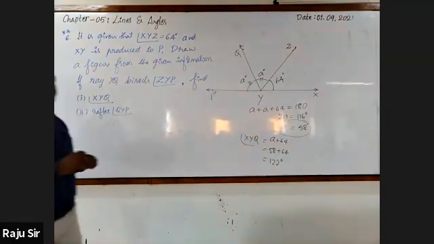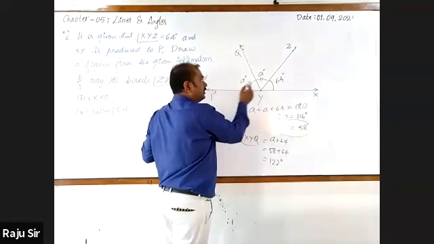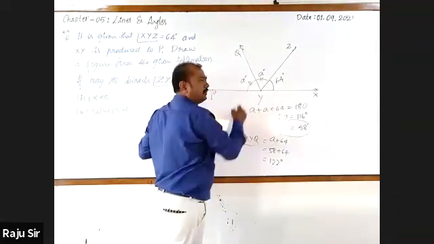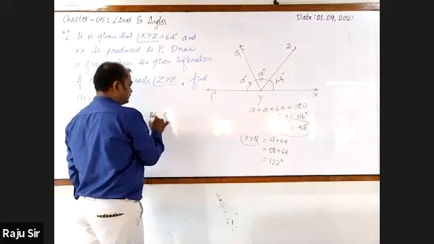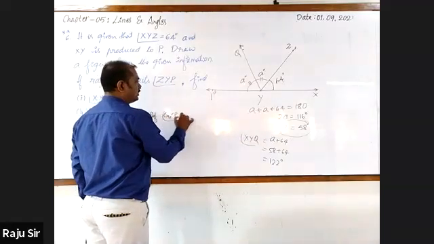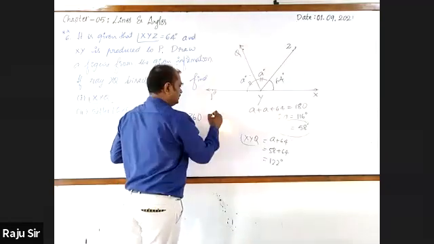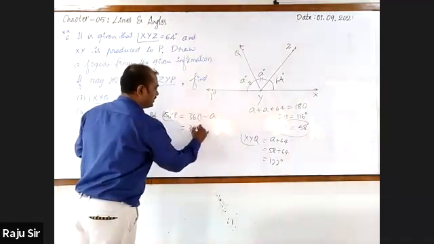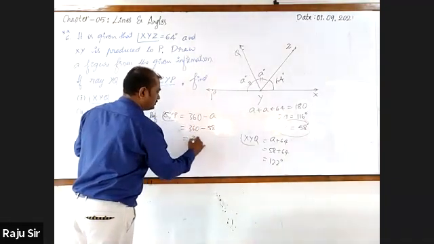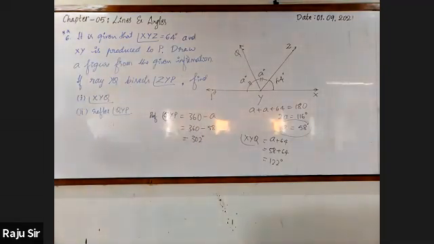Above, observe. Reflex angle QYP is equal to 360 minus 58. 360 minus 58 is 302. That's all. Is it not simple?